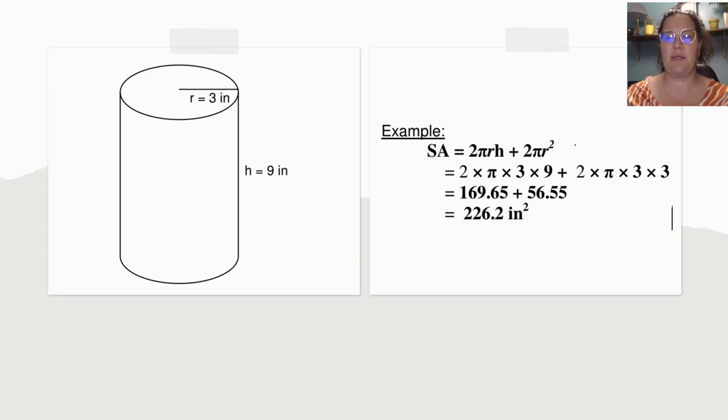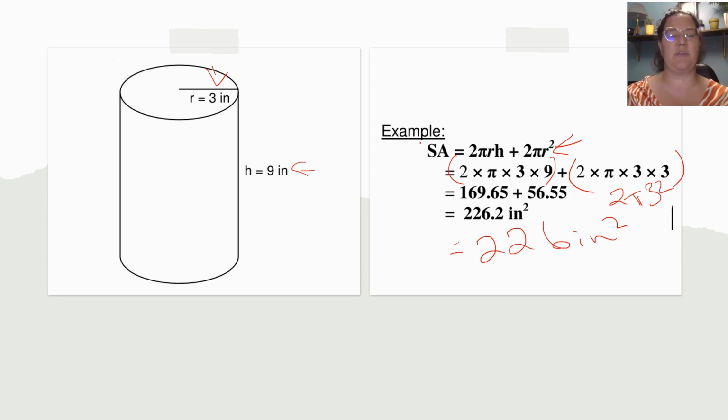So here's our formula, and again, they'll all be on your formula sheet. So the surface area of a cylinder is 2 pi r, and our radius is 3 inches, times the h, height, 9 inches. So that's what we see here, 2 pi rh, plus 2, one for the top, one for the bottom, pi r squared. So you could go 2 times pi times 3, or 2 pi 3 squared in your calculator, whichever you prefer. So our total surface area of this cylinder is 226.2 inches squared. If we round, that would be 226 inches squared, to match our decimal places in our answer to the information in our question.